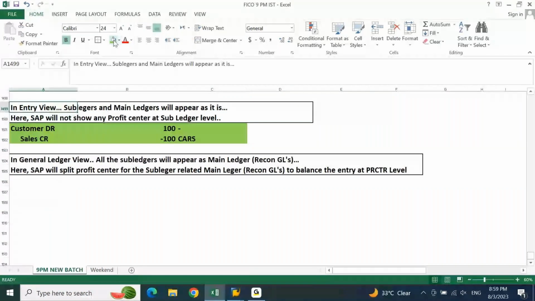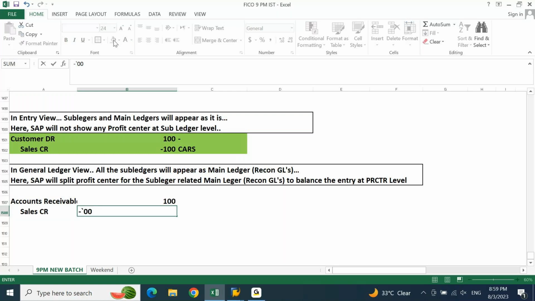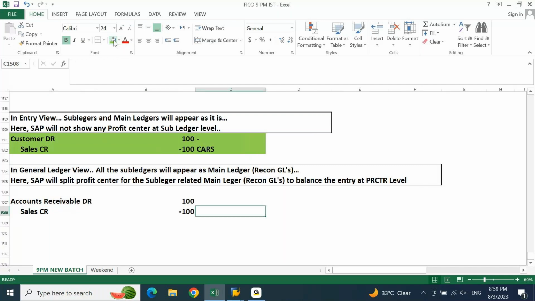On the other side, in general ledger view, the subledger will appear as the main ledger, the reconciliation account. Your customer account is assigned to accounts receivable. So your customer account will reflect as accounts receivable debit, and it will reflect as sales credit. So the amount will be the same, 100 on the debit, 100 on the credit, and here it will be cars, and here also it will be cars.